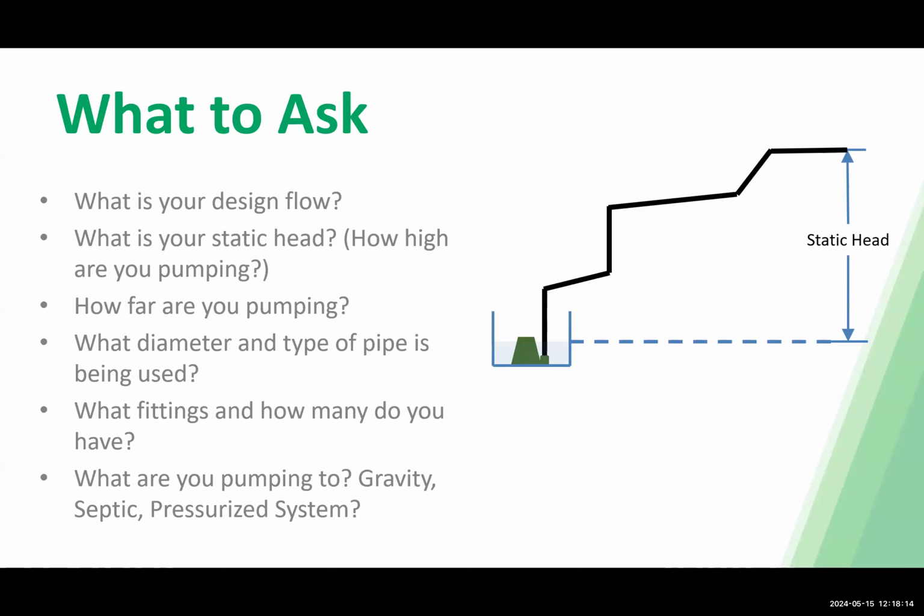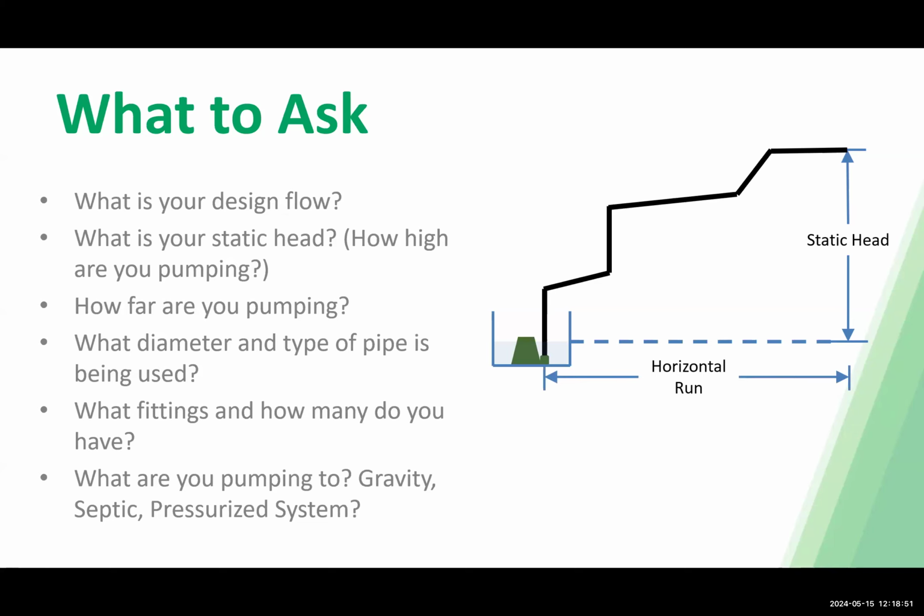You're typically going to account from the high point, or from your outfall of the system, down to the lowest point that your water gets to in your basin. That will typically be used to determine your static head. So next up, you need to know how far are you pumping. So typically your horizontal run, how long your pipe is, as well as what diameter and type of pipe is being used. So Schedule 40 pipe versus SDR 21 is going to have different effects on the pressures in your system.